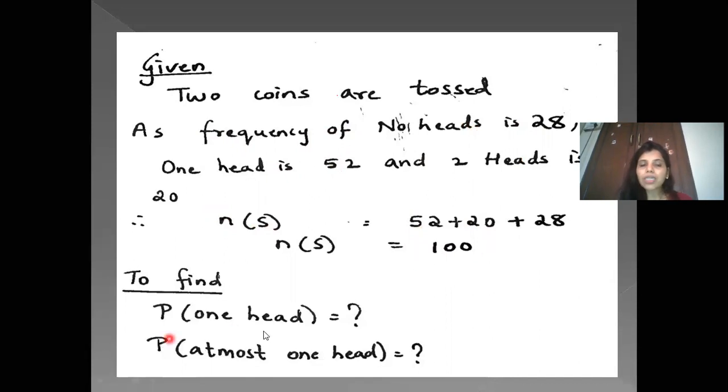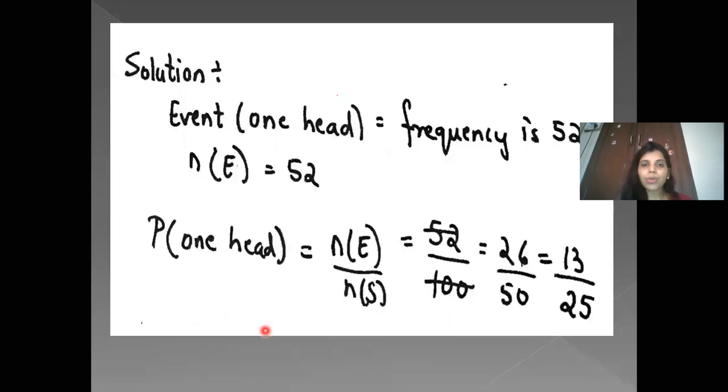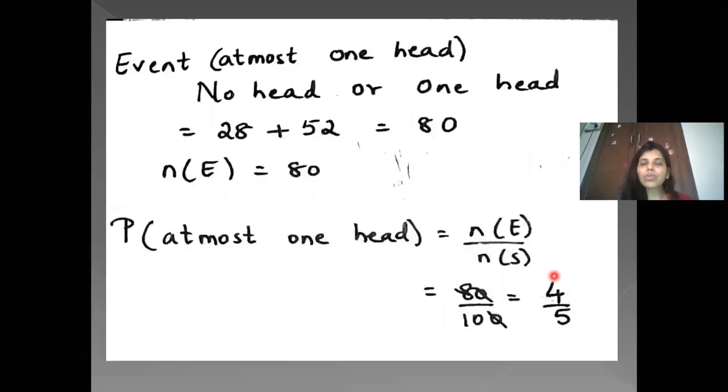Now probability of getting 1 head you have to find. As you can see, the frequency of 1 head is given to us as 52. So that becomes our number of event. So 52 upon 100, when you cancel, 2 twos are 4, 2 sixes are 12, 2 fives are 10, 0. So it is 13 upon 25, children. That is the probability of 1 head. Now we go to the next.